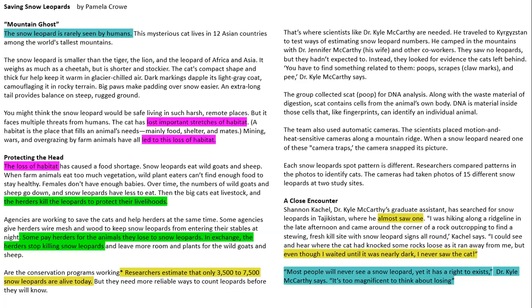Most people will never see a snow leopard, yet it has a right to exist, Dr. Kyle McCarthy says. It's too magnificent to think about losing.